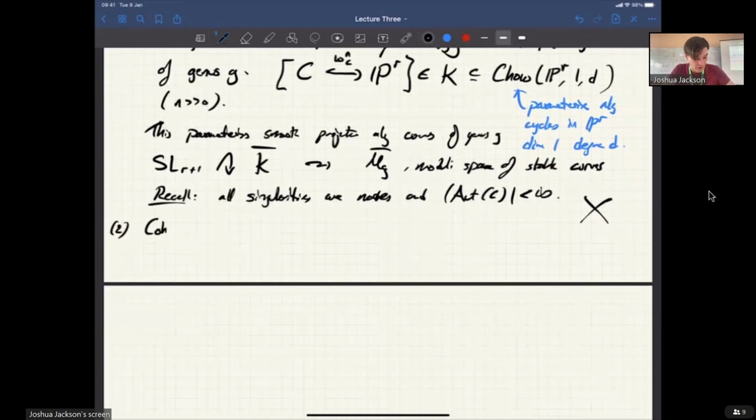Okay, and then the next one is an application to coherent sheaves F on a projective scheme.